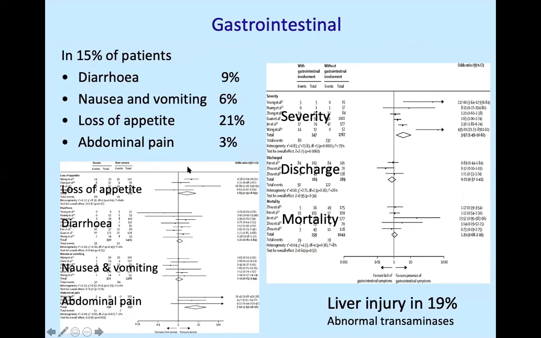It is recognized that loss of appetite and abdominal pain are more features of severe disease, diarrhea, nausea and vomiting less so. And that having GI features is associated with the more severe forms of COVID-19 in terms of pneumonia and respiratory disease, but is not associated with patients who necessarily are discharged or with mortality. The larger studies have shown liver injury with abnormal transaminases in about 19%, give or take.